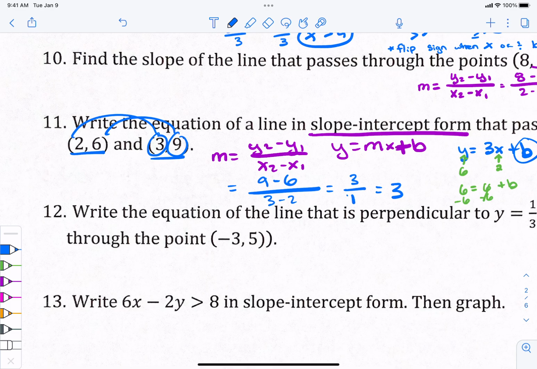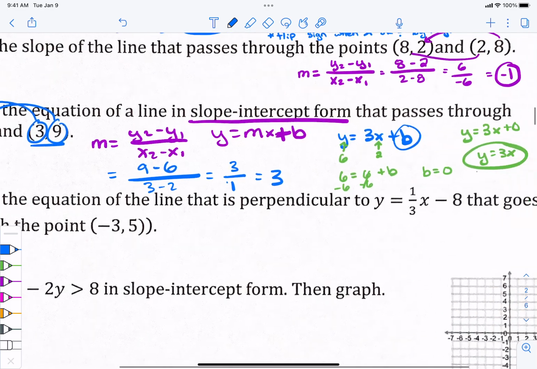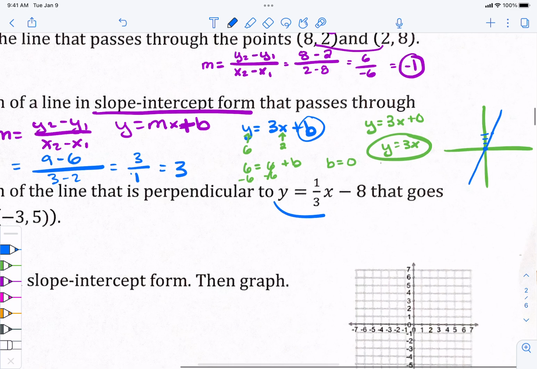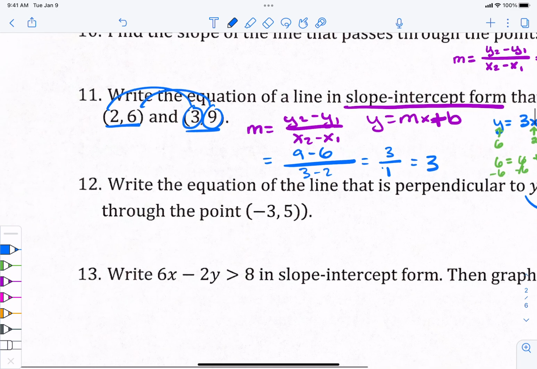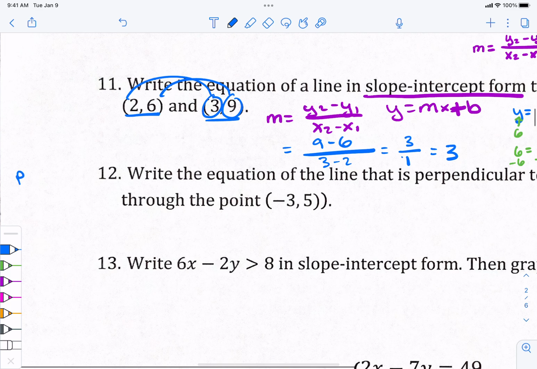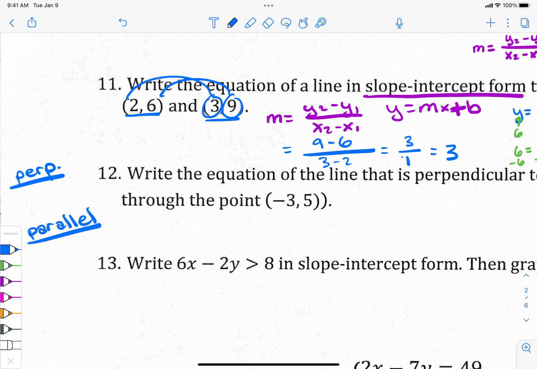All right, 12. It's getting a little bit harder each time we go through. Write the equation of the line that is perpendicular to this, okay? Let's talk about what perpendicular is, and then I'm also going to put on here what parallel is, because on the test I might ask you for parallel instead of perpendicular, because parallel is actually easier, okay?